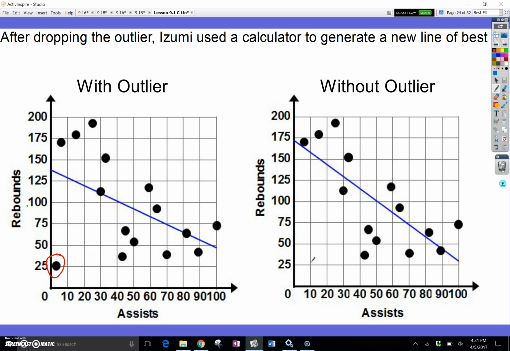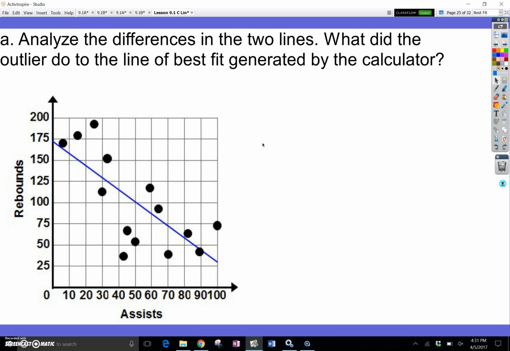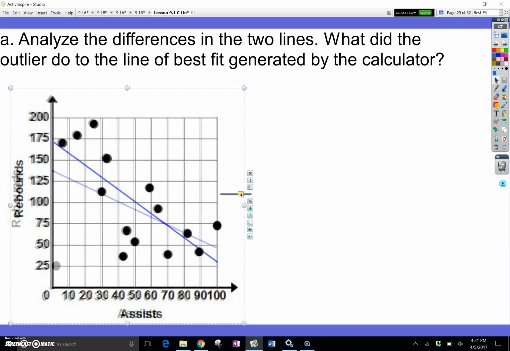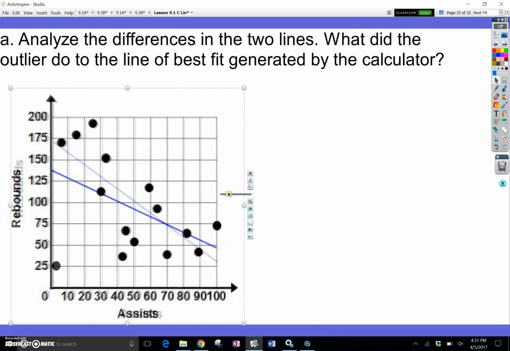Here we removed it. We basically erased it, and I want you to notice the difference of the lines. This one's actually pulled up a little bit. So if I have this next slide, if I make it invisible, you can kind of see the other line. I did my best to stack the two images. When it looks like this, we got rid of the outlier. When I slide it over here, you can see that the line is pulled down. It's because that outlier, this point right here, is dragging that line down.